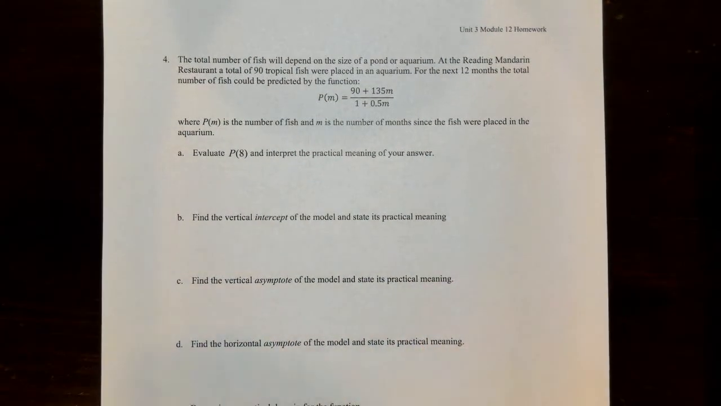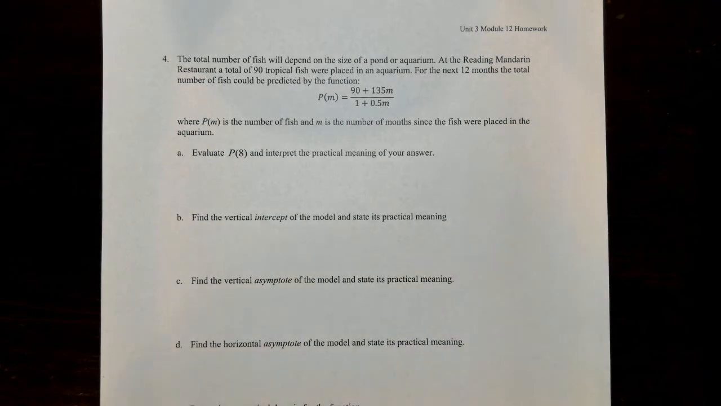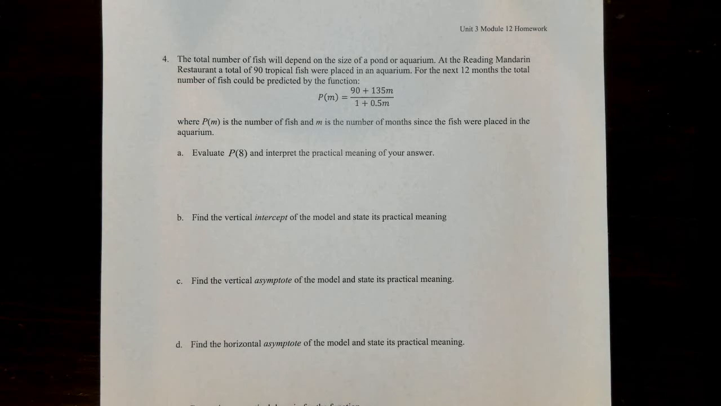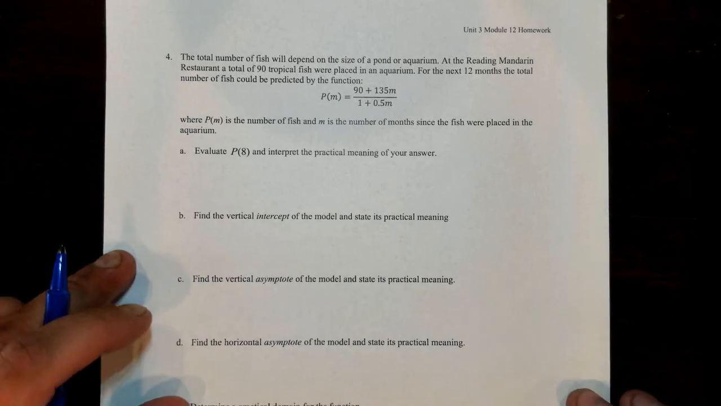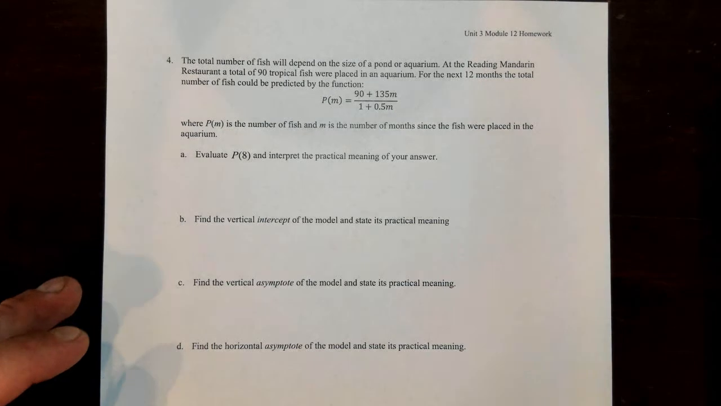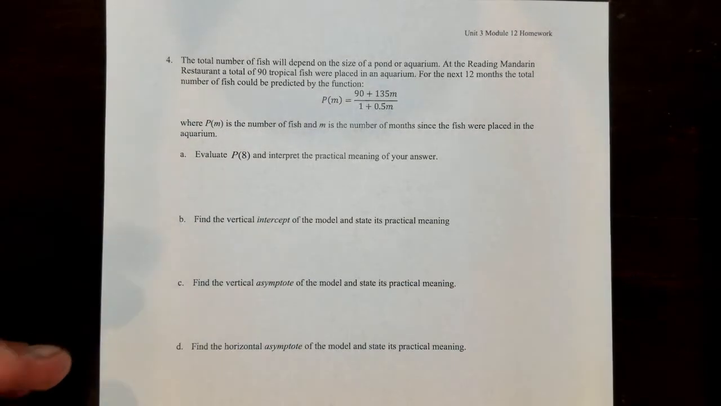Number 4, the total number of fish will depend on the size of a pond or aquarium. At the Reading Mandarin restaurant, a total of 90 tropical fish were placed in an aquarium. For the next 12 months, the total number of fish can be predicted by the function P of M, where P of M is the number of fish and M is the number of months since the fish were placed in the aquarium. So A, evaluate P of 8 and interpret the practical meaning of the answer.